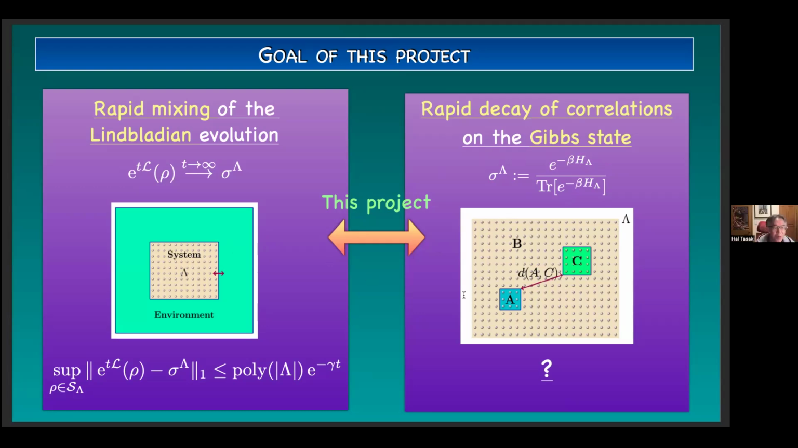Yeah, can I ask a question? So you're explaining to us what you mean by rapid mixing. So what happens if you don't have rapid mixing? What will this mean, this decay property? How does this decay property change?